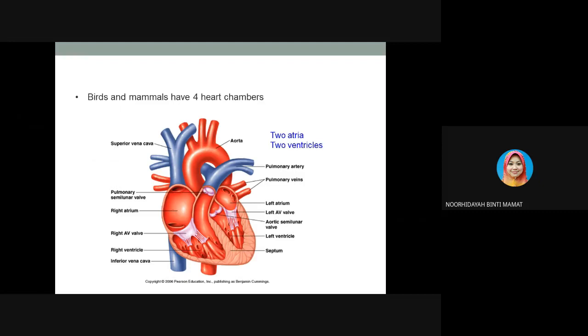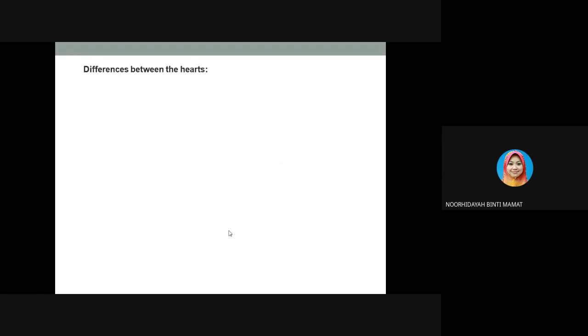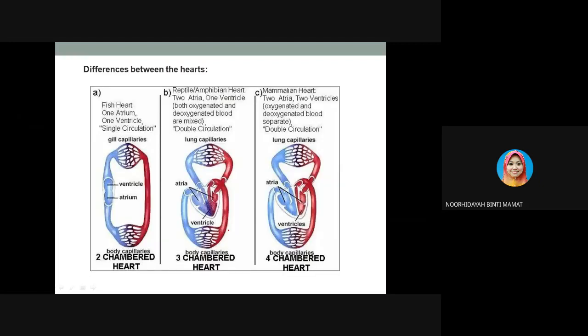Okay. So, differences between the hearts. For example, just now we were talking about the fish heart. They have one atrium and one ventricle, so it is called a single circulation. Okay, they only have a two-chambered heart, which is one ventricle and one atrium. And for the reptile and amphibian hearts, they have two atria and one ventricle.